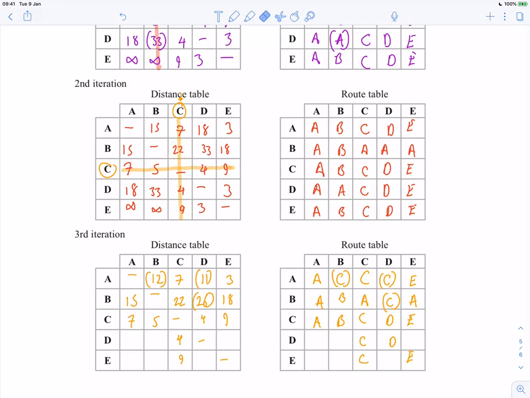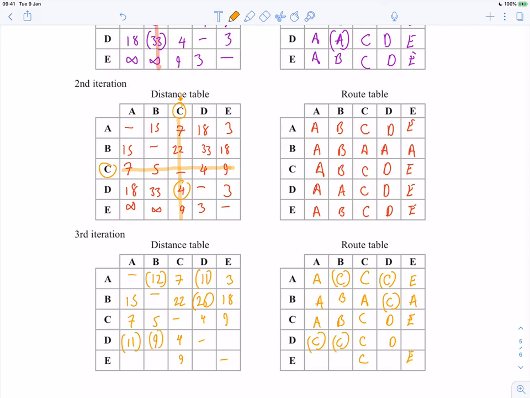Now if we scooch on down to the 4, 4 plus 7 is 11, so that 11 will replace the corresponding 18 in this cell. So this is a C now. 4 plus 5 is 9, that's a lot smaller than 33, so then that becomes a C as well.